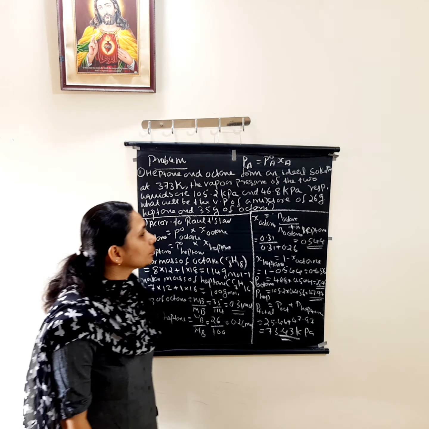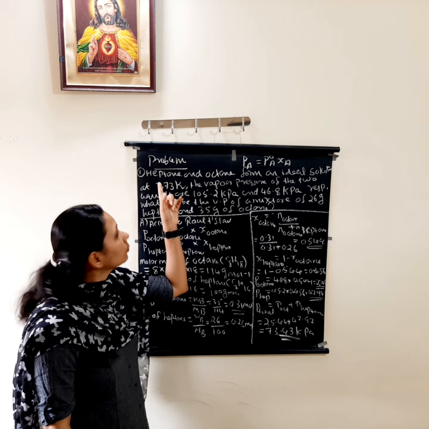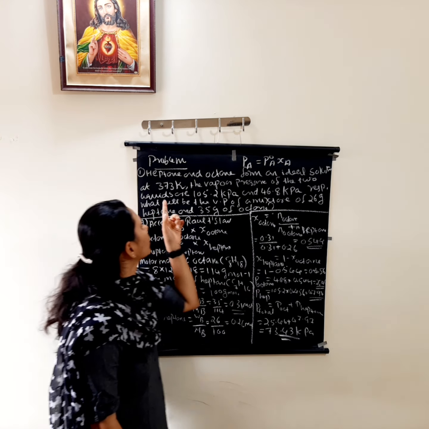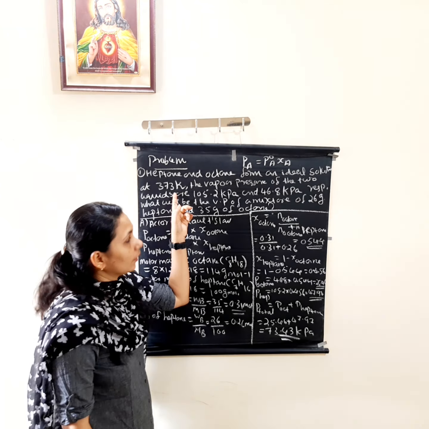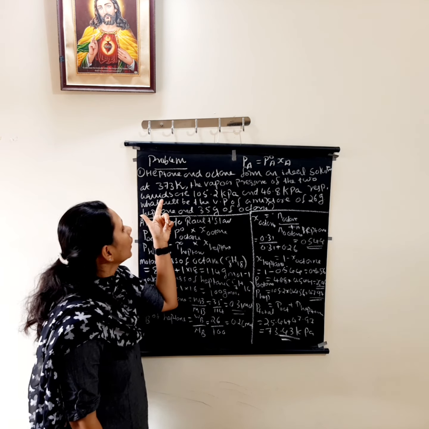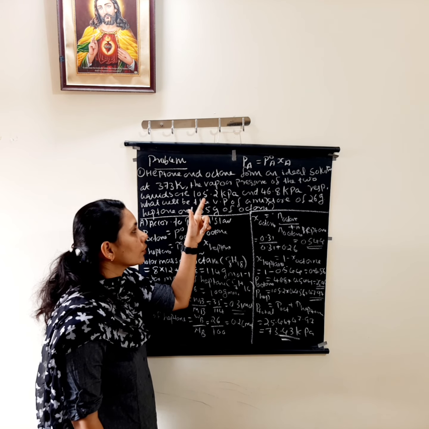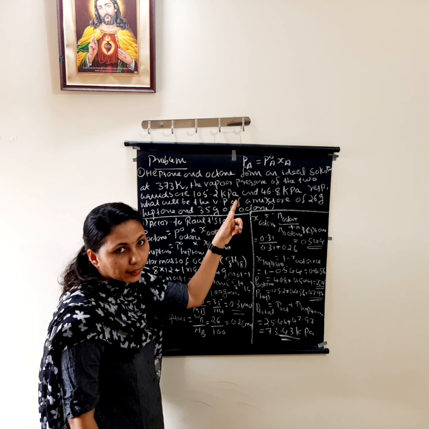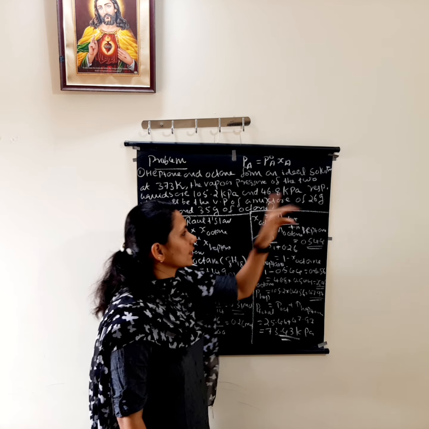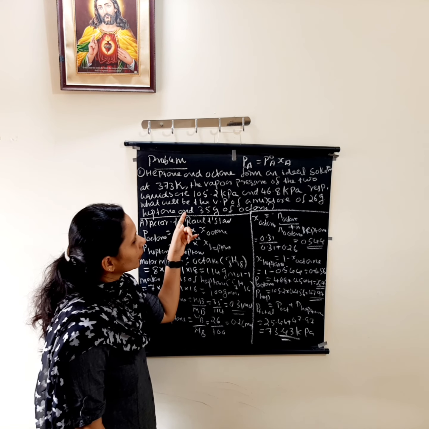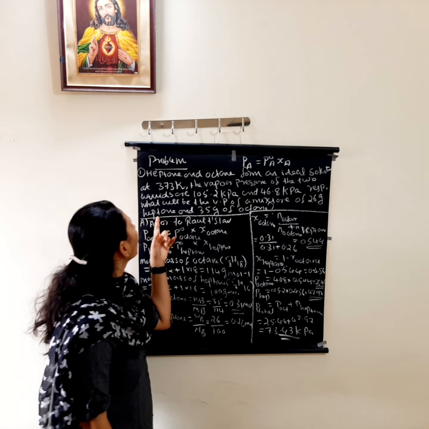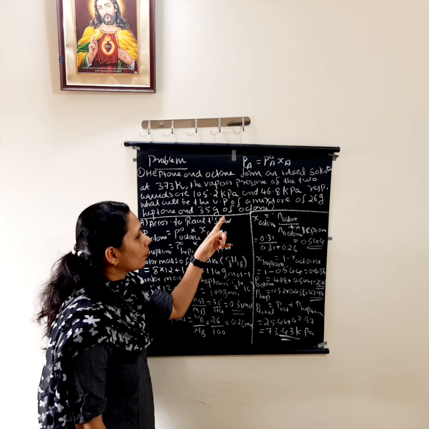So here, the first problem: heptane and octane form an ideal solution at 373 Kelvin. The vapor pressures of the two liquids are 105.2 kilopascal, which is the unit of pressure, and 46.8 kilopascal respectively. What will be the vapor pressure of a mixture of 26 gram heptane and 35 gram of octane?